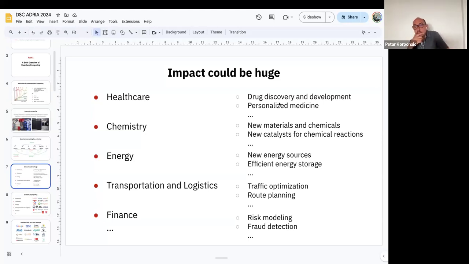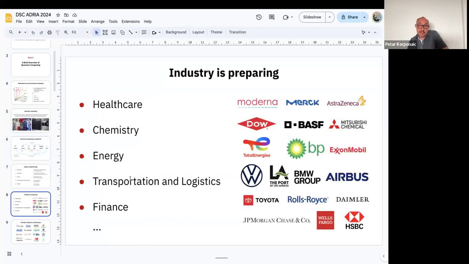So quantum computing, or unconventional computing, not only quantum, but we are talking about quantum computing, is promising that in these industries some very hard computational problems will be solved, and that industry will go forward, and we will have more progress. So we humans will move forward with technological progress. So this is an impact which could be huge, and because of that, industry has started preparing.